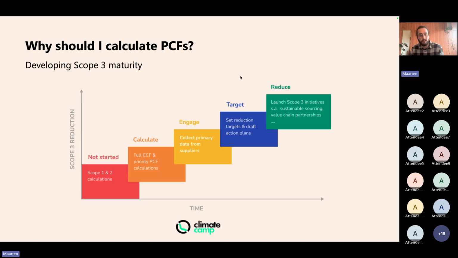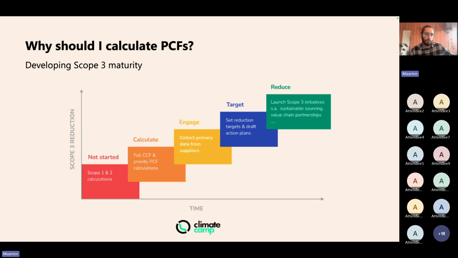Now, why should I calculate PCFs? It is an important step in developing Scope 3 maturity. Now, this is a graph. You will have seen similar graphs if you have spoken to consultants related to target setting, related to improving your carbon maturity or other tools, for example. And this is something we see for many different companies.